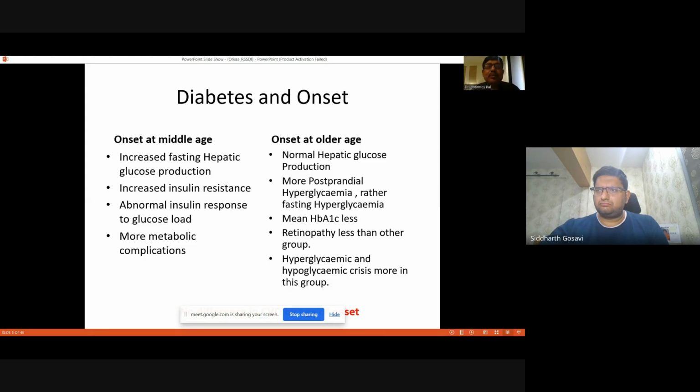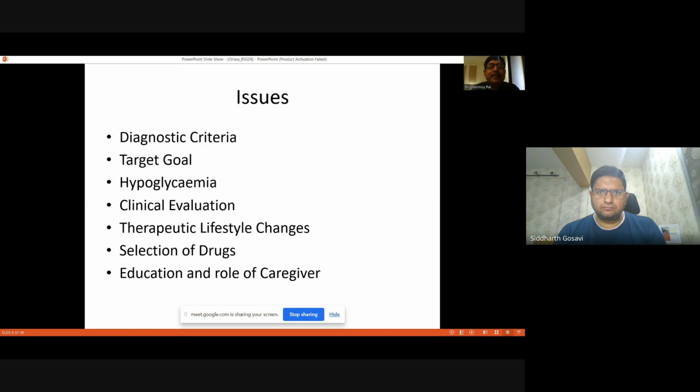That means the group that developed diabetes in middle age has both fasting and postprandial glucose in the mid-range, but when diabetes first happens in the geriatric age group, postprandial blood glucose is mostly impaired.